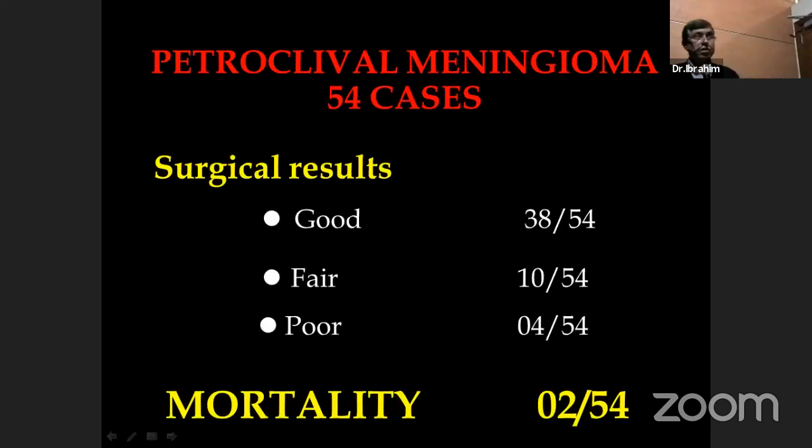Surgical results were good, fair or poor. Poor in 4 out of 54. Did I have mortality? Yes. 2 patients died, either during surgery or immediately after, or during the first month of surgery. This is called perioperative mortality.